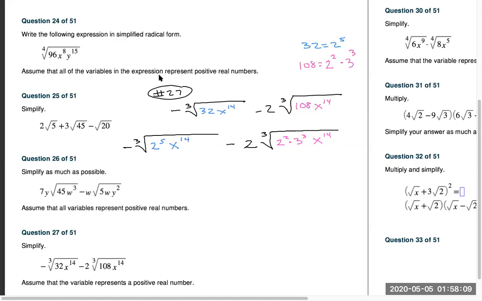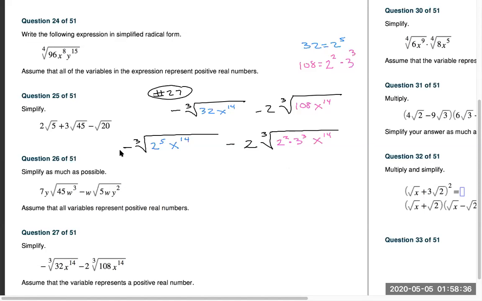Now, honestly, if this next part confuses you, what I would suggest, even though it's kind of a pain to start, actually write out all of these values. Like, just a quick thing. If I have 2 to the 5th, that's 2 times 2 times 2 times 2 times 2. And then x to the 14th, 14 of them, right? If you need to do that, it's helpful.